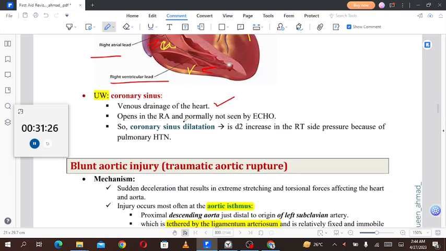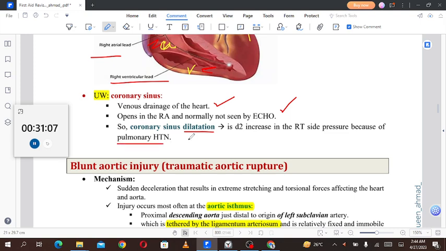Venous drainage of the heart is dependent on the coronary sinus. It opens in the right atrium and is normally not seen by echo. So coronary sinus dilation is due to the increase in the right-sided pressure because of pulmonary hypertension.